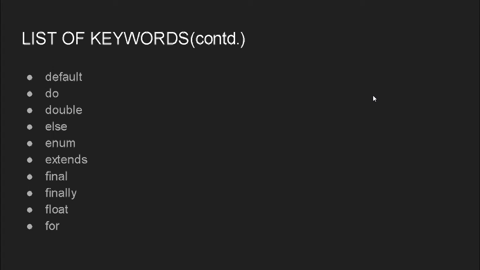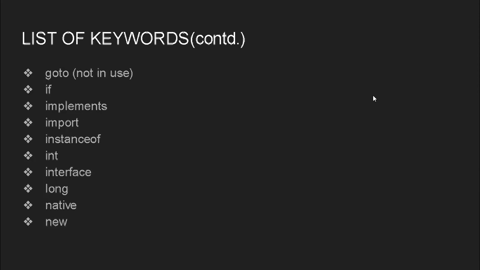Float is a keyword which is used to declare a floating point variable. Float is a data type, so that we'll be discussing in the next chapter. Then for is used to create the for loop that we have already seen. Then goto is also a keyword, but it is not used in Java actually, so we can simply ignore this keyword for now. Then if, we have already discussed where we are using the if statement. The if keyword is used to create the if statement, obviously.